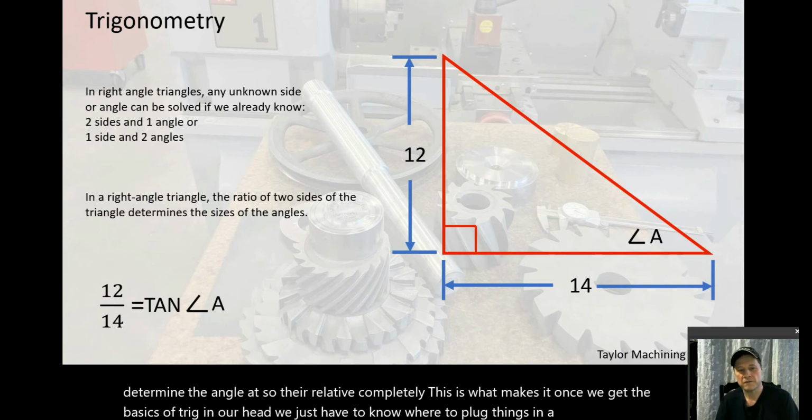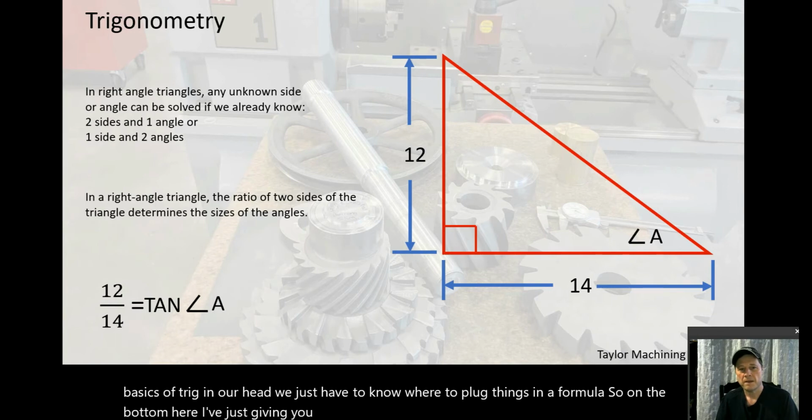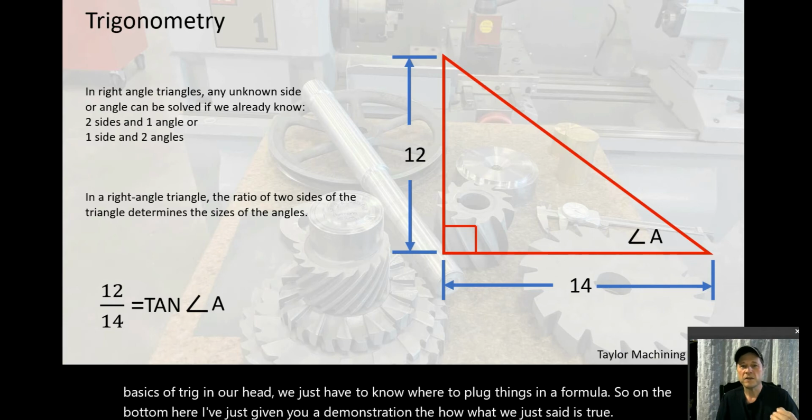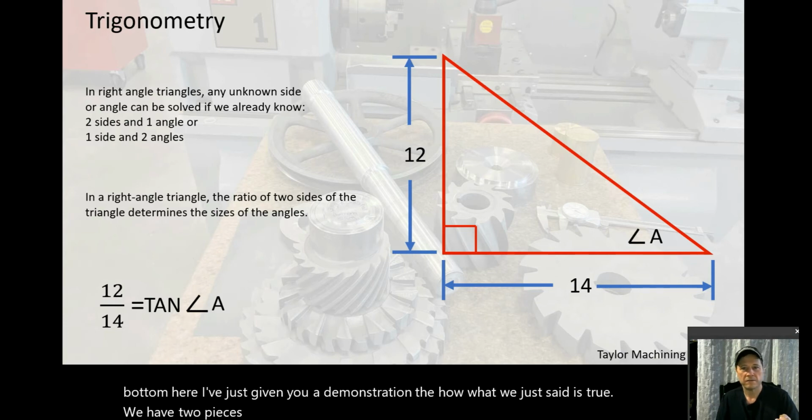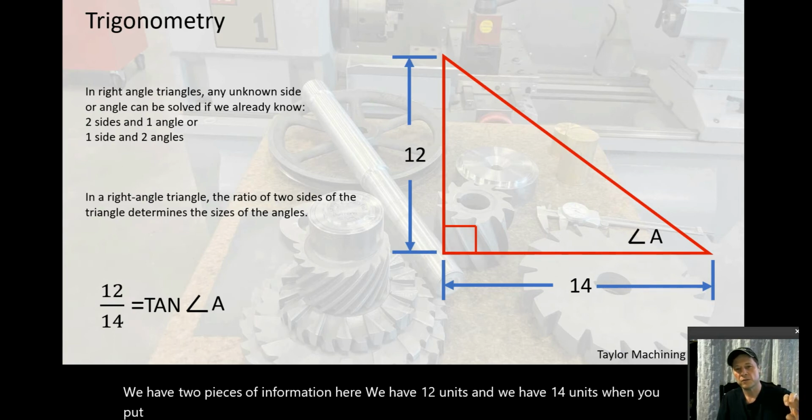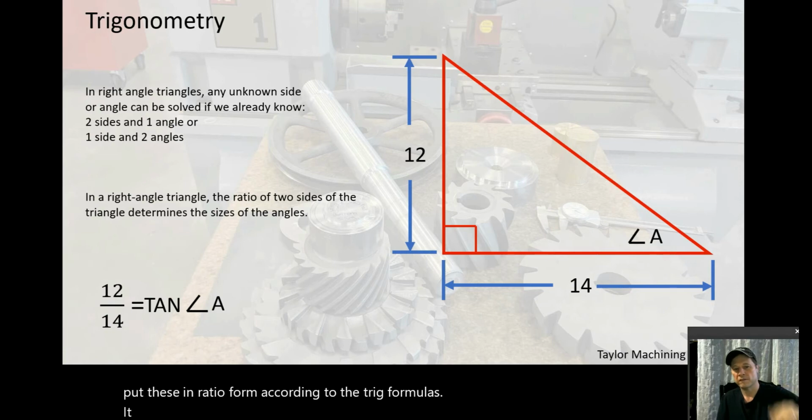So on the bottom here, I've just given you a demonstration. What we just said is true. We have two pieces of information here. We have 12 units and we have 14 units. When you put these in ratio form, according to the trig formulas, it equals in this case, 12 divided by 14 equals the tangent of angle A.